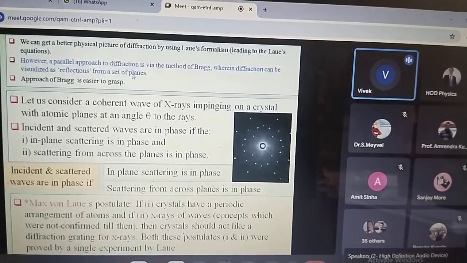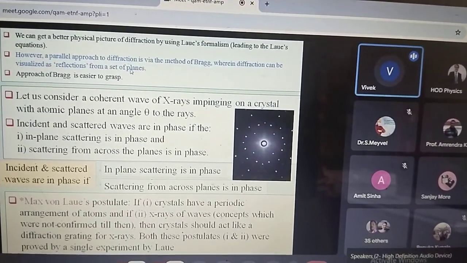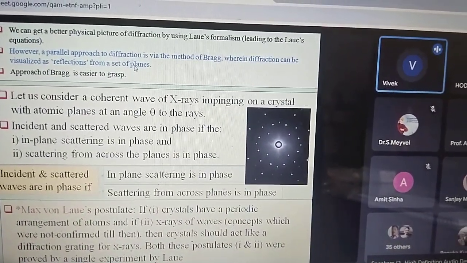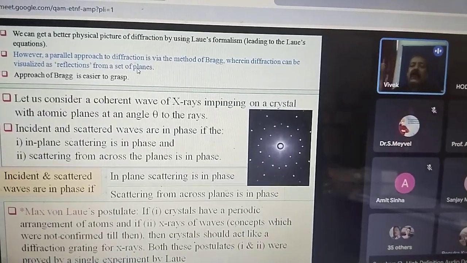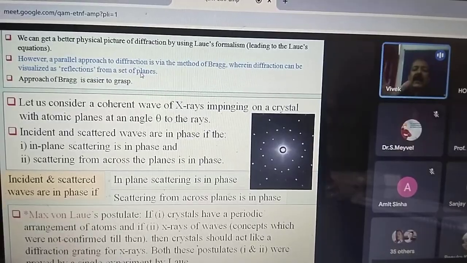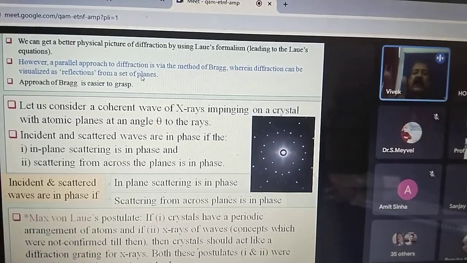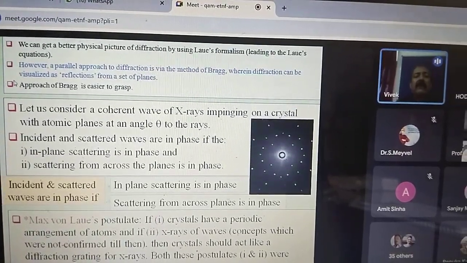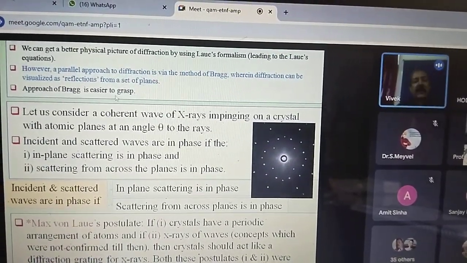In 1912, Laue gave the phenomenon of X-ray diffraction. So he took the picture. Laue's theory is much more valid. In fact, it is the only one valid when we talk of diffraction. But for understanding the concept, Bragg's idea is okay for making students understand. The approach of Bragg is easier to grasp.